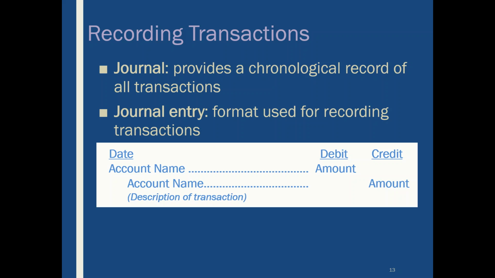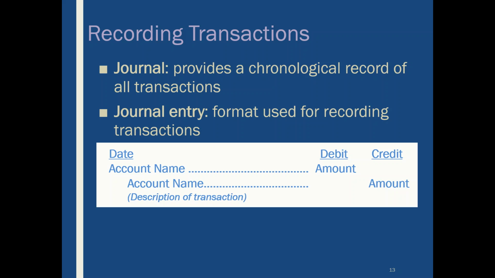Okay, so a couple things to remember. We list the debit first, we list the credit second, and then we can put a description down here. In our case, it was purchased equipment for cash. Okay, so that's one example.